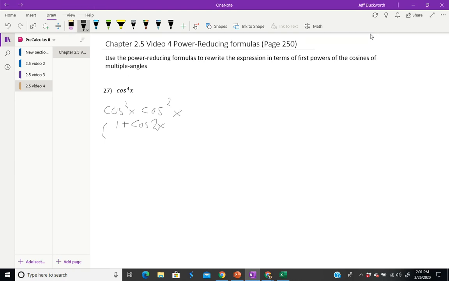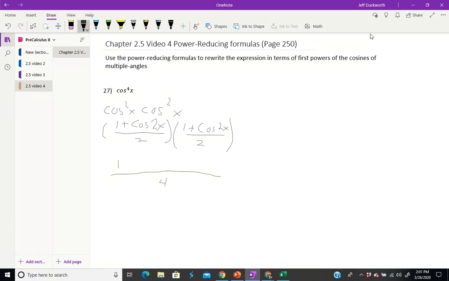all over 2. And the other cosine squared is the same. Okay, so now we're going to have to multiply these two things together. The denominator is 2 times 2, which is equal to 4. So we're going to have a big mess over 4. So I'm just going to do the FOIL on this.